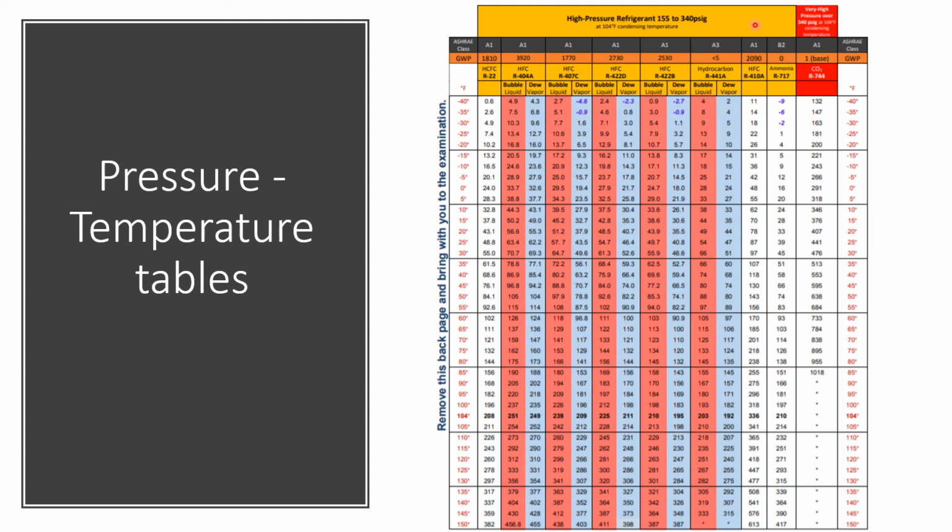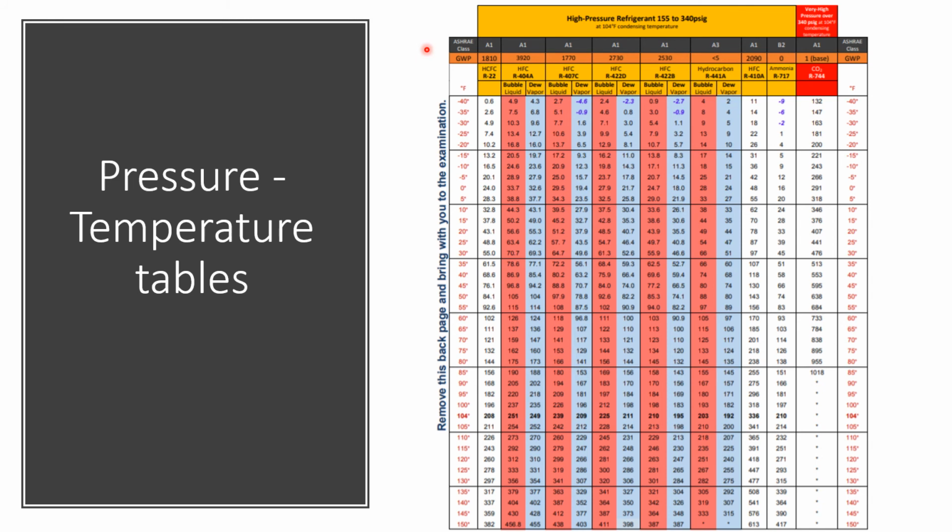And they have several different ones. They have low pressure, medium pressure, high pressure like we're seeing here, and then very high pressure over here, which would be CO2. The next line down, and a lot of your phone apps with pressure temperature charts don't have this on there, so this is a good thing to cover in this section.